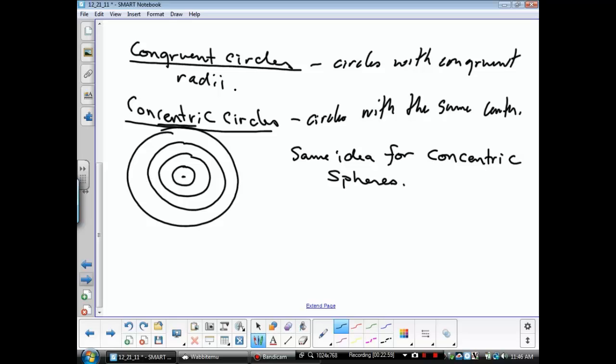Concentric. No, congruent. Congruent circles. Circles with congruent radii. So they look like that, right? No, this doesn't have congruent radii. They have the same center. Congruent circles, here's the radius of this circle. If I would draw another circle with that radius, I would be drawing a congruent circle.